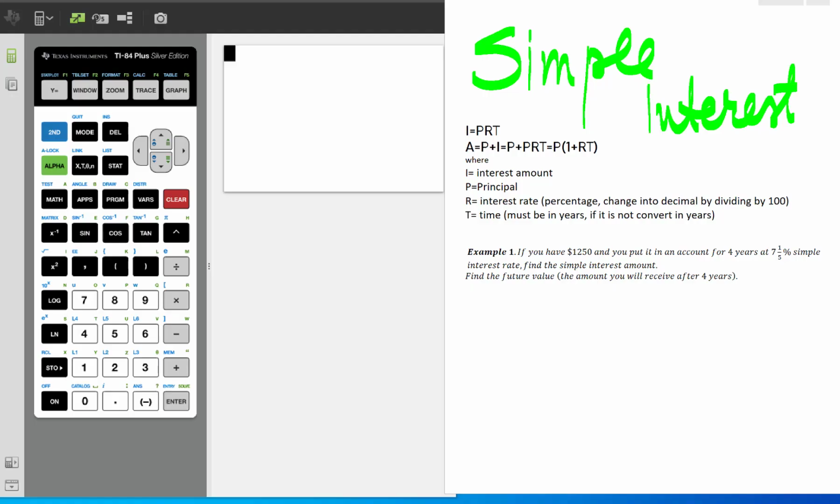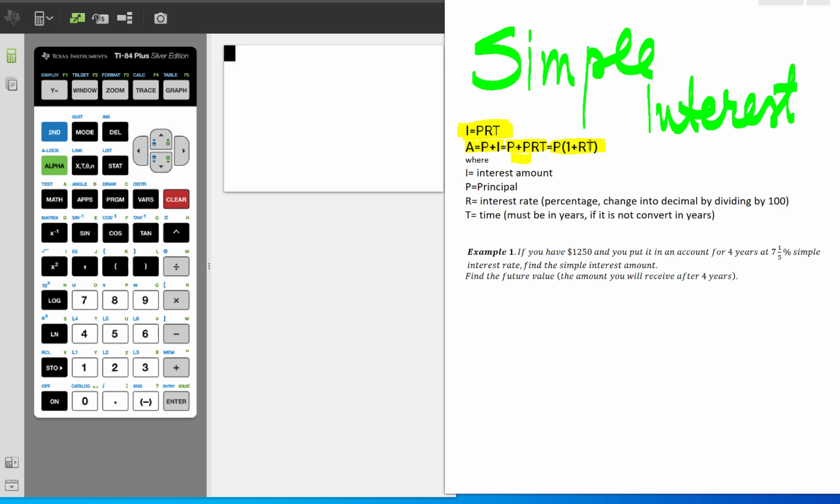In this video, we'll talk about simple interest. The main formulas we need to know to solve simple interest problems are I equals PRT and A equals P plus I. If we do a little bit of math, writing PRT instead of I and factoring out P, we get A equals P times (1 plus RT).